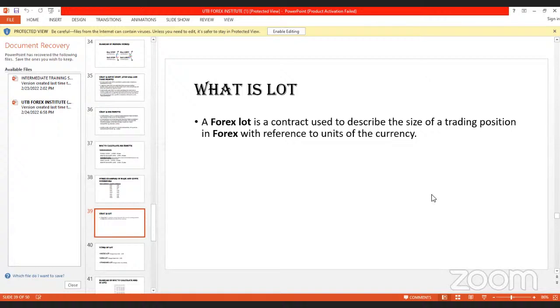Okay, so that question, both the first and the second question, will be answered in this topic: lot size. So let's just be patient. Both questions will be answered here.